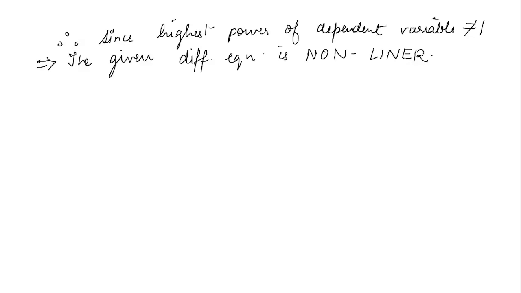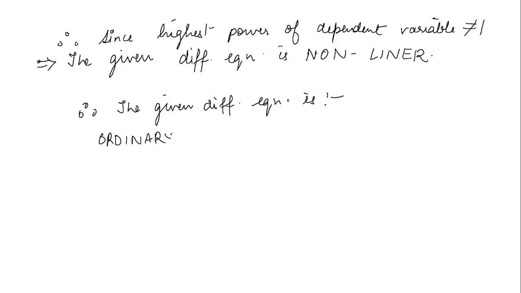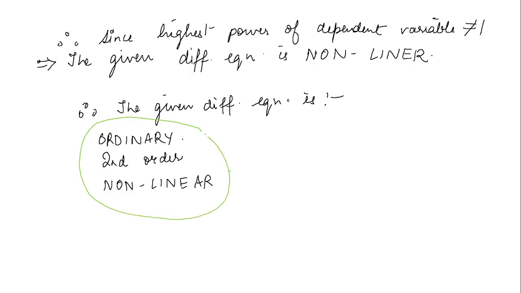So let us now quickly recap. What can we say? That the given differential equation is an ordinary differential equation which is of second order and non-linear in nature. So the final answer will be that the given differential equation is an ordinary non-linear second order differential equation.